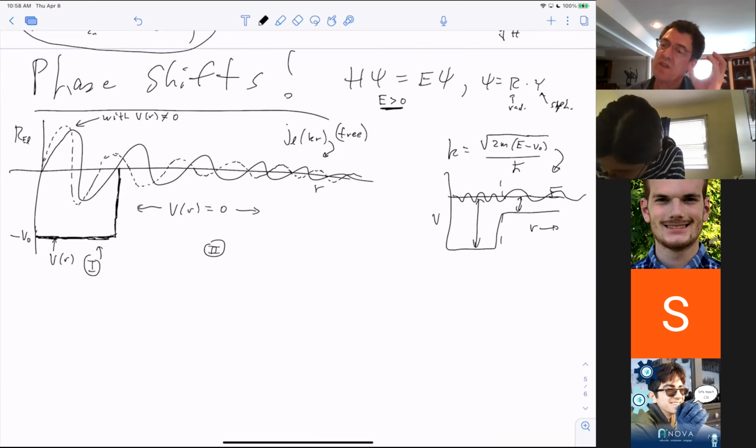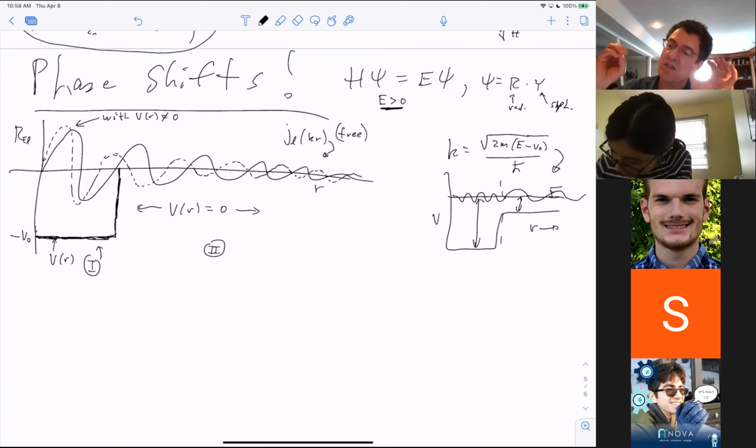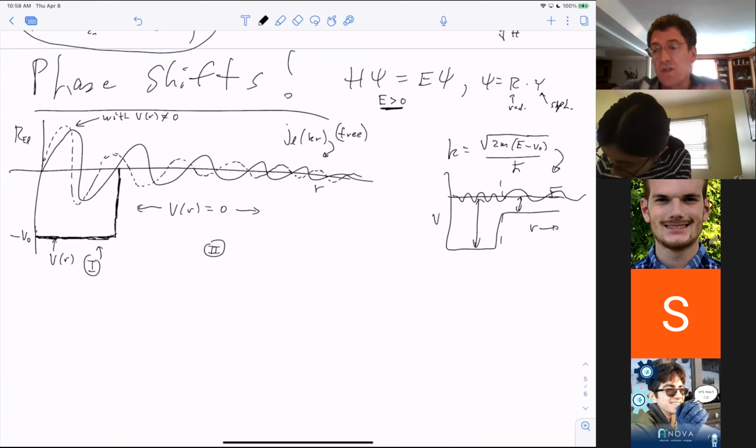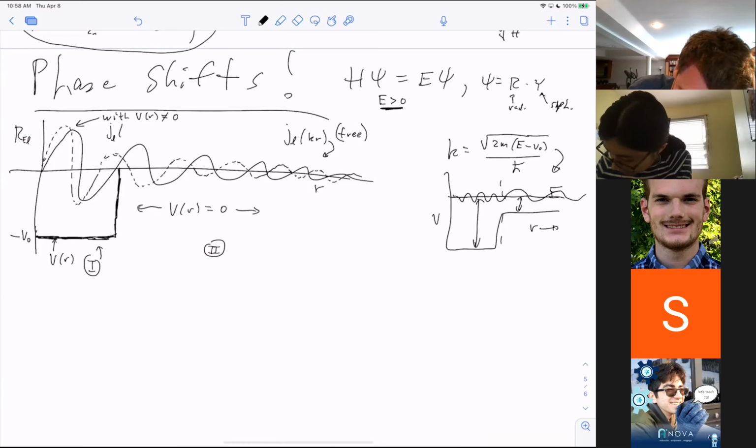So there's a phase shift. If I look far away from the potential, the total effect of the potential was simply to phase shift the wave function. The potential induces a phase shift, and this is it. In this case, I sucked it in, and that means that the phase shift is positive. So J sub L, and that's just a mathematical thing. Work it out on your own, to yourself.